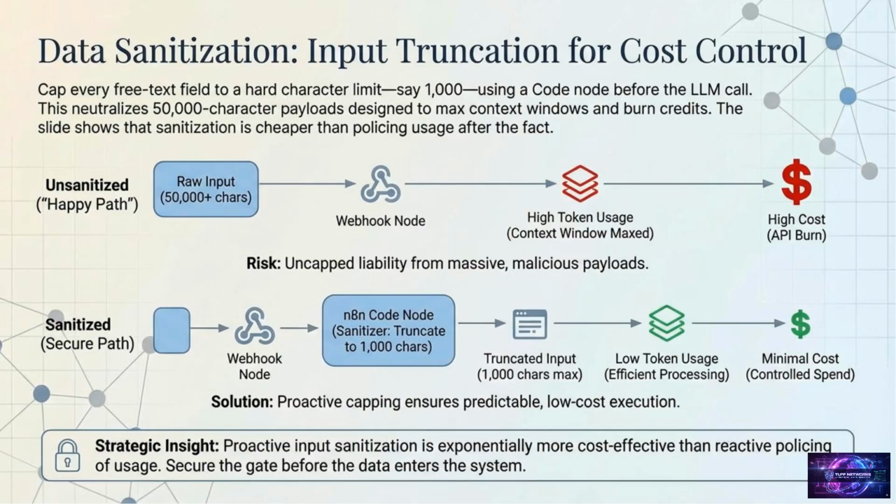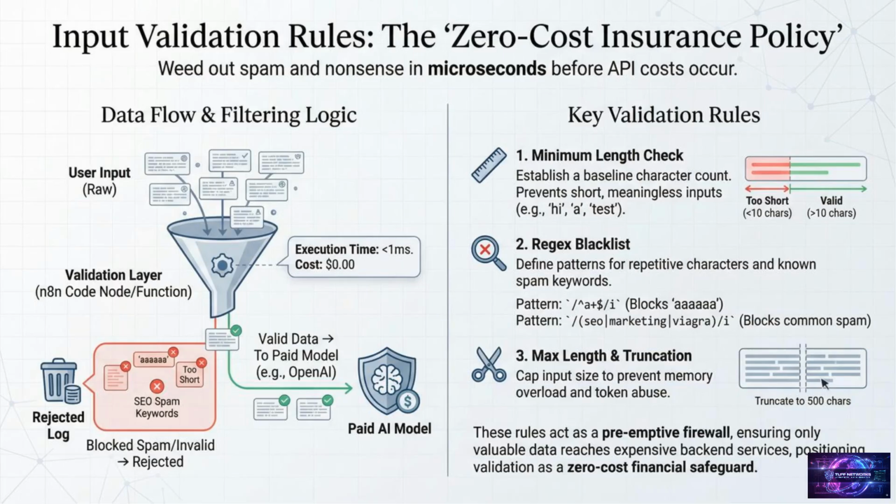Step 2. The data sanitization. Once the request passes the secret check, do not pass go, do not collect $200, and definitely do not send the text to OpenAI yet. Use an n8n Code node or a text manipulation node to sanitize the input. Truncate the input length. If your form asks for a business description, hard cap it at 1,000 characters. Why? Because a common attack is to send a 50,000 character string to try and overload the memory or max out the token context window of the AI model. By truncating the input before it hits the AI node, you cap your maximum financial exposure per execution.